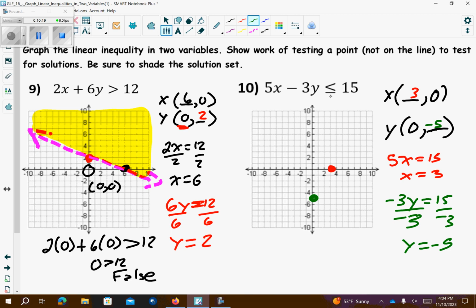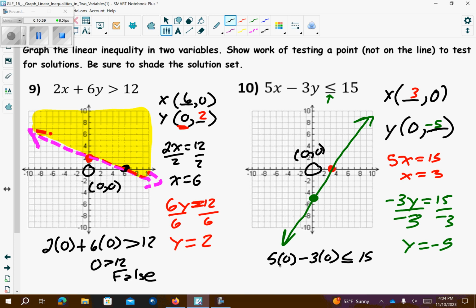This is going to be a solid line because I have that little equal sign. So that's our equation. It's solid because it has the equal. Now we're going to pick our test point. Does 0, 0 work? So I'm going to get 5 times 0 minus 3 times 0. Is that less than or equal to 15? 5 times 0 and 3 times 0 are both 0. 0 subtract 0 is still 0. Is 0 less than 15? And that's true. So that means I'm going to shade the side of our line that has 0, 0 on it. So I'm going to shade over here. This is where my answer is.